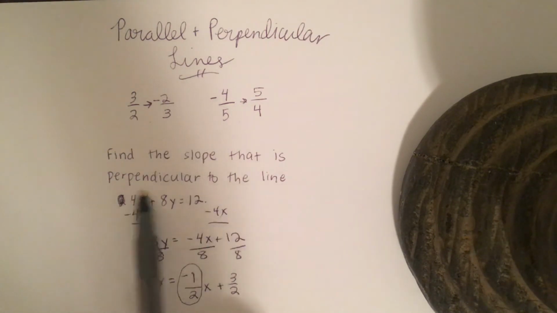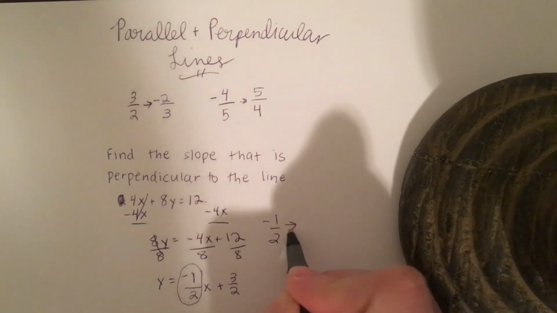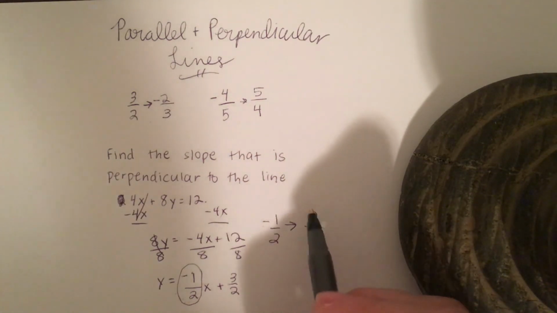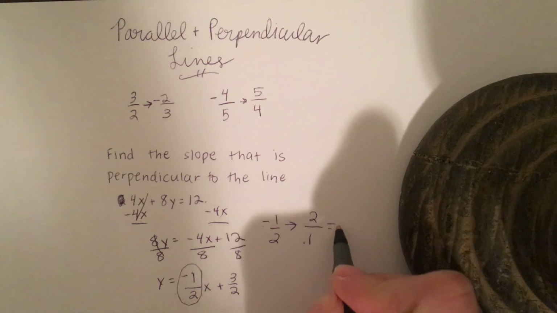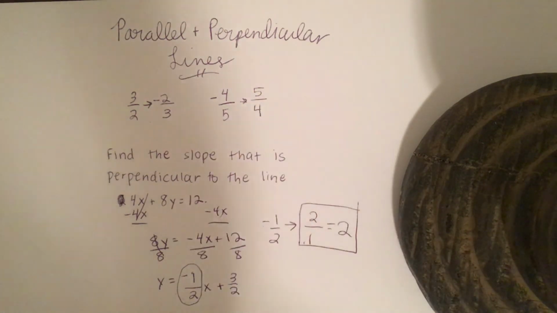So again, if I want to find the slope of a line that's perpendicular, I need to take that original slope and I need to flip it and make it the opposite sign, so it becomes positive. So it'd be positive 2 over 1, or you could simplify that to 2, but I would take either of these answers to answer that question.